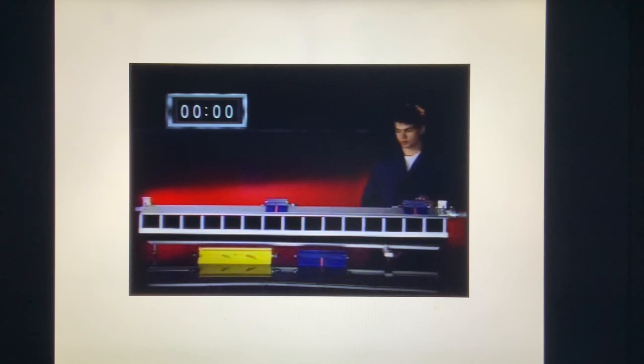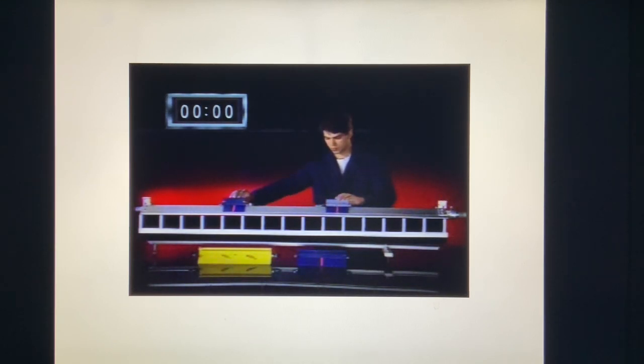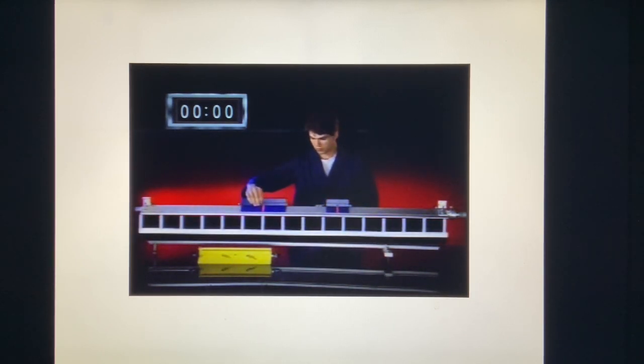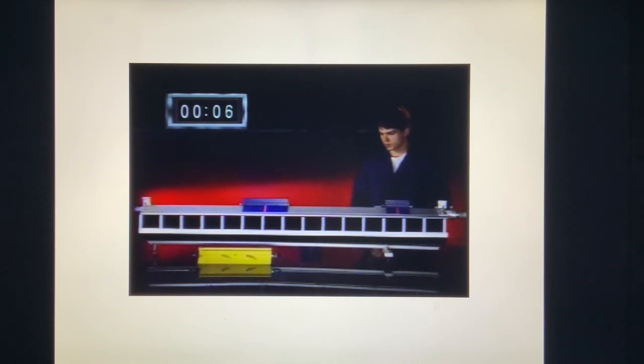We will illustrate different types of collisions using gliders floating on a cushion of air. These two gliders have the same mass. They exchange velocities upon collision. What will happen if the stationary glider is heavier than the moving glider? In this case, the lighter glider moves backward after the collision. The heavier glider moves off at a lower velocity than the initial velocity of the lighter glider.